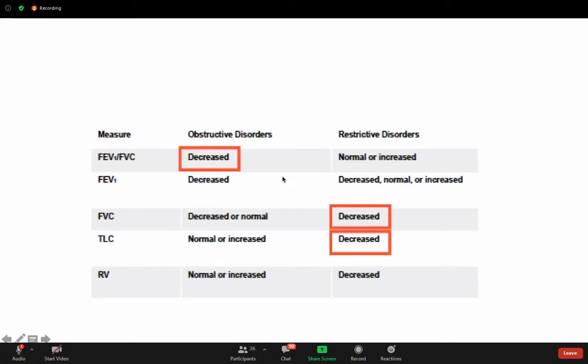At least for now, remember what's in red. In obstructive lung disease, the ratio of FEV1 over the vital capacity will be decreased, and the reason is the forced expiratory volume in the first second is decreased. While in restrictive disorder, the total lung capacity, the vital capacity and the residual volume, basically all the volumes, are going to be decreased.